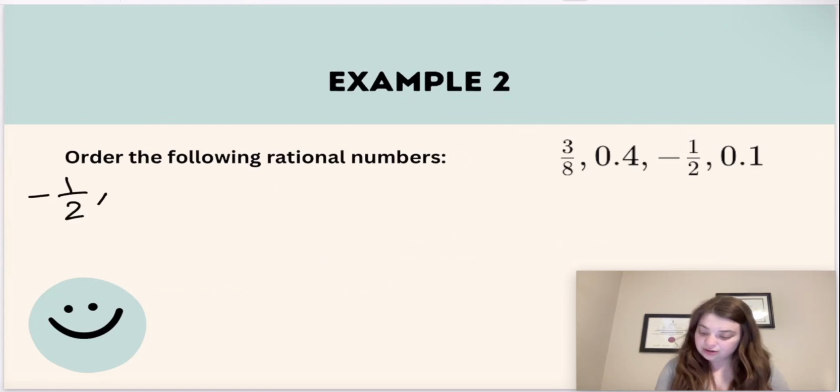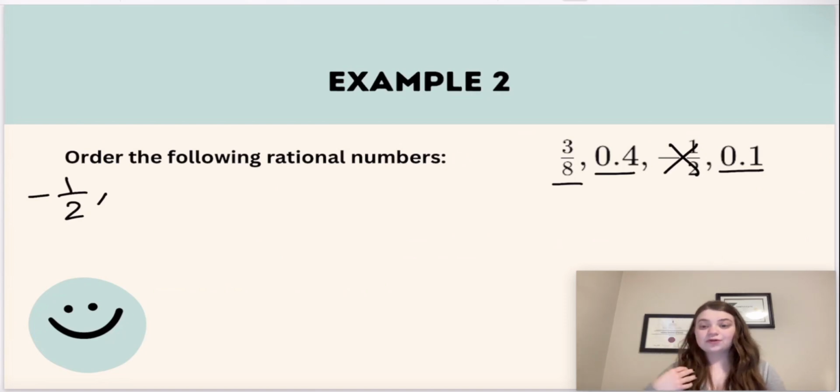Then I'm going to take a look at the positive numbers we have left, which are 3 over 8, 0.4, and 0.1. The next thing we're going to do is convert them all into the same format. 0.1 and 0.4 already are in decimal format, so I'm going to switch 3 over 8 to decimal format as well. Now, because the denominator is 8, 8 is not going to have 100 or 10 or 1,000 or 10,000 as a multiple.